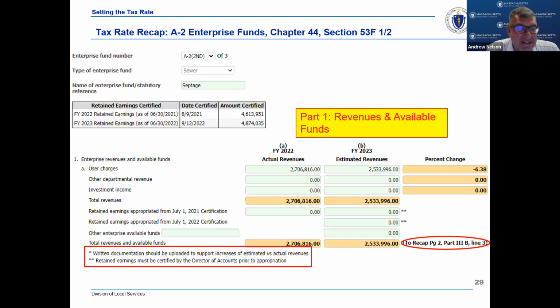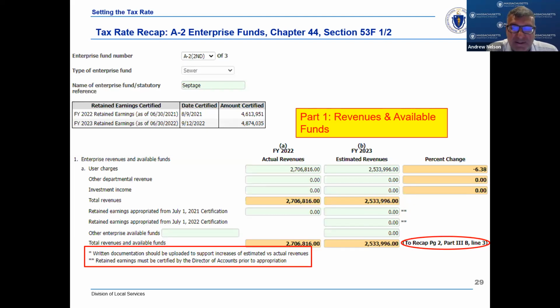The second line is money that you may have had appropriated for a fall town meeting or later that is available to you once it's certified in the current year, but you still have access to use that for the current year's budget. There's also a line for other enterprise funds available. That can be a few different things. It's not a line that we see used often, but in this place, they had $2.7 million of actual revenues last year, and they're only estimating 2.5.